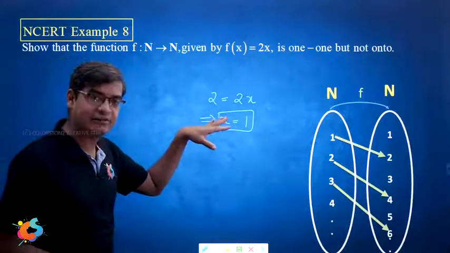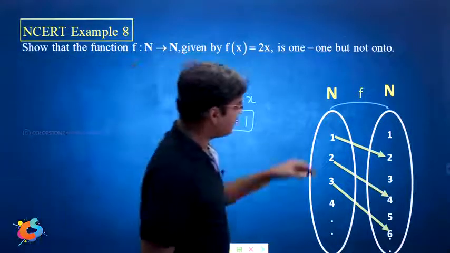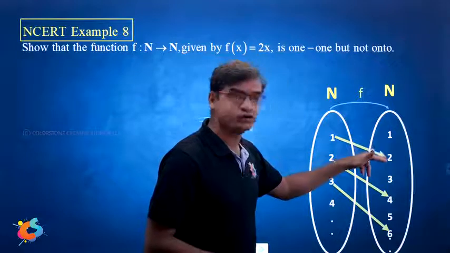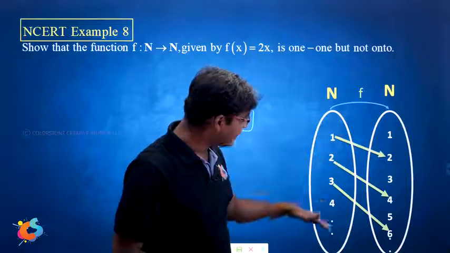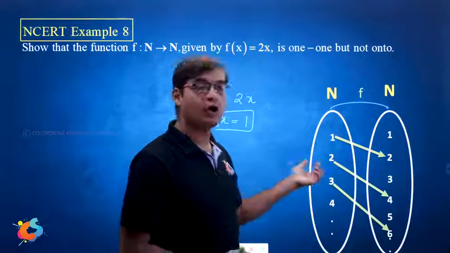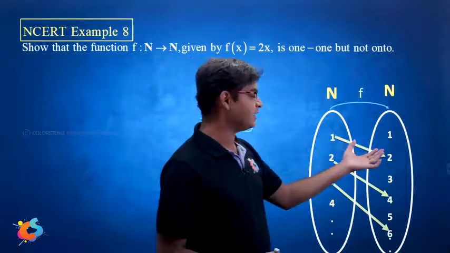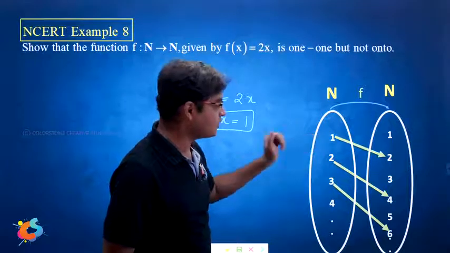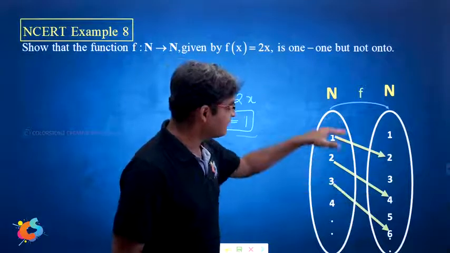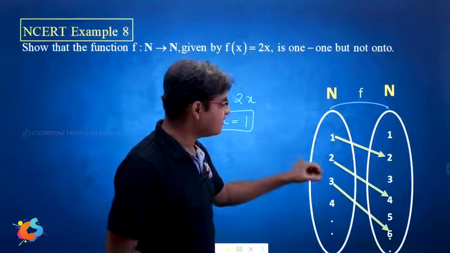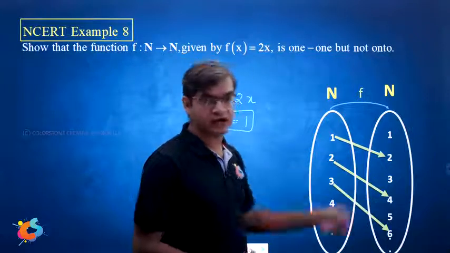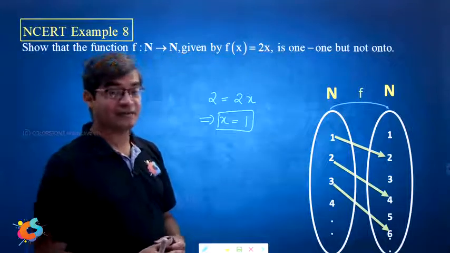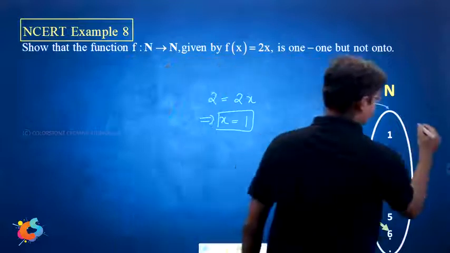There is only x is equal to 1 solution. So therefore, for 1, the image is 2 and there is no other element in the natural number set on taking twice of which you will get 2. It is the same case with 2 also. 2 is mapped to 4. There will not be any other natural number which will be mapped to 4 and so on like that. So therefore, this will be a 1-1 function.